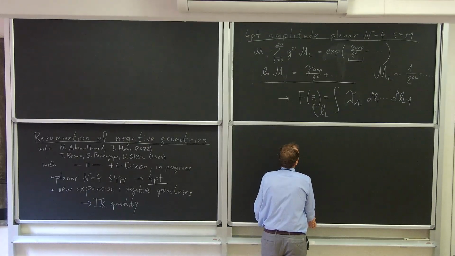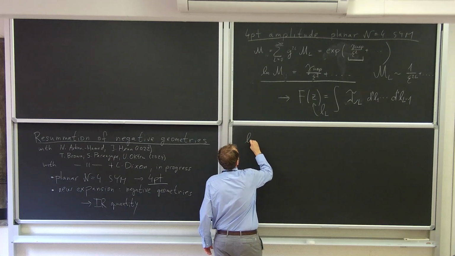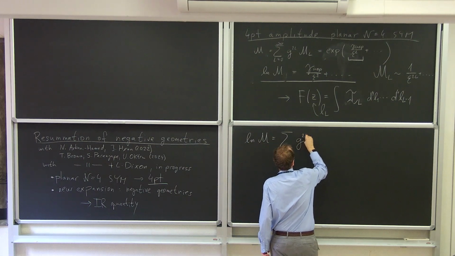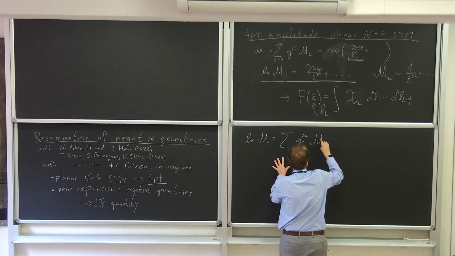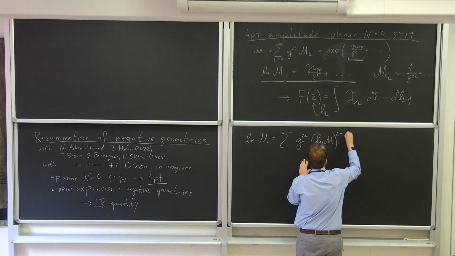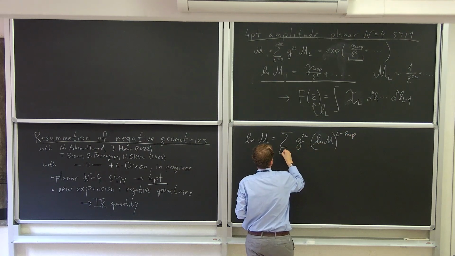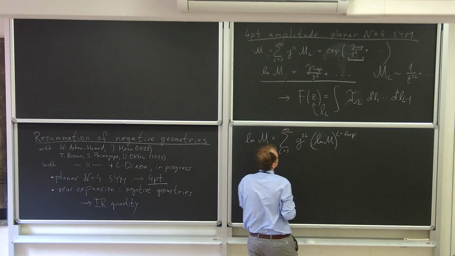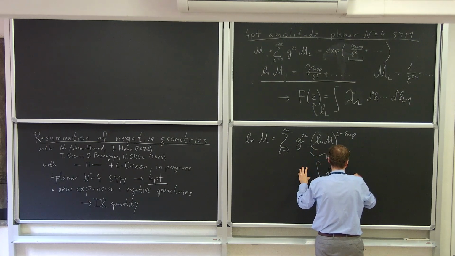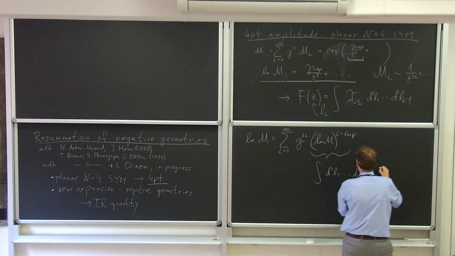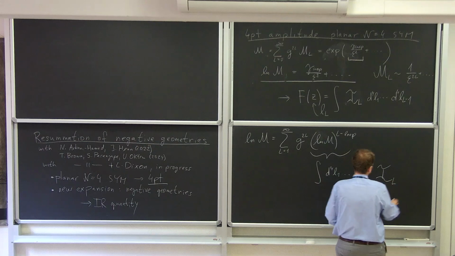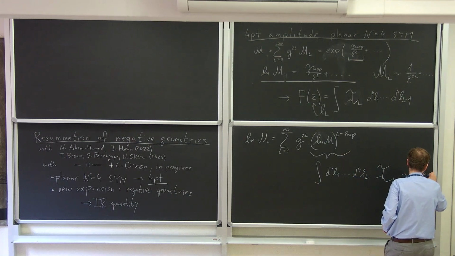Let me explain. We have the logarithm of the amplitude. We can also expand it in perturbation theory. So we have some contribution to it, the logarithm of the amplitude at L loop order, and we are summing over loops. And this object you can also write as an integral of d4 L1 up to d4 LL of some L-loop integrand. And now we decide not to do all integrals, because this is still, unfortunately, IR divergent.